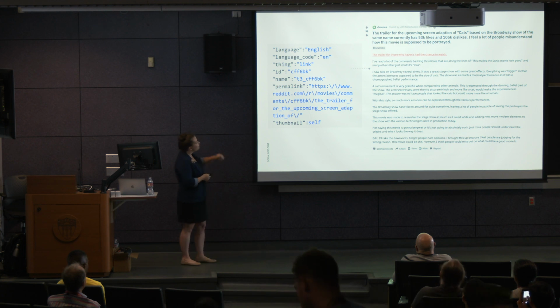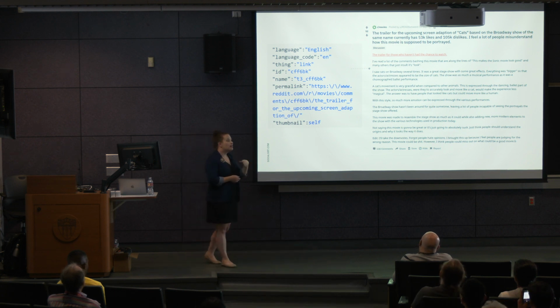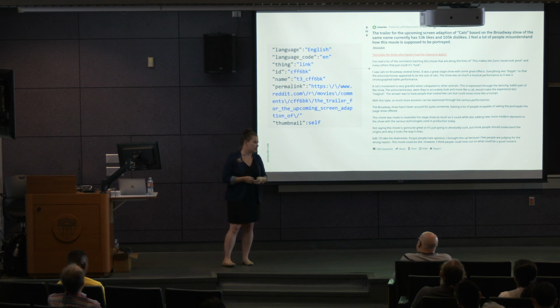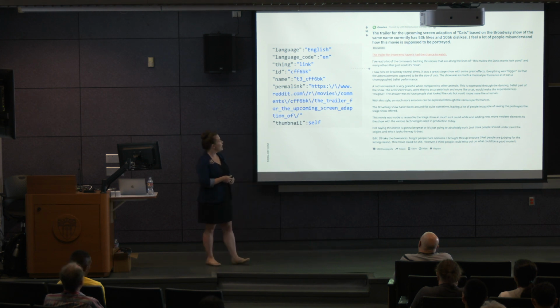So the first thing is that we know the language. That's another additional piece of work that we're doing on our side, tagging each post and comment with the language. We also have the thing type. This is a Reddit-specific vernacular where the thing type link means a post. So you have posts and comments. In this case, we're looking at a post.